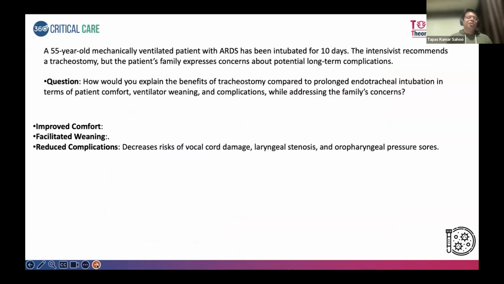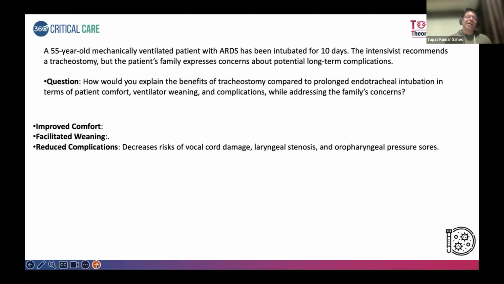Now the last one, as usual, it would be a clinical case rather than giving you a direct question like, write down about 2 pages about tracheostomy. I would be expecting my examinee to get this type of question. A 55-year-old mechanically ventilated patient with ARDS has been intubated for 10 days. Now, the intensivist recommends a tracheostomy, but the patient's family expresses concern about potential long-term complications. Now, the question is, how would you explain the benefits of tracheostomy compared to prolonged endotracheal intubation in terms of patient comfort, ventilator weaning, and complications while addressing the family's concerns?